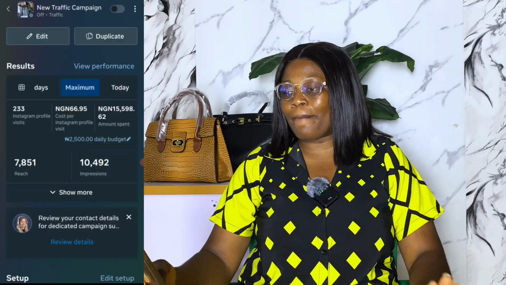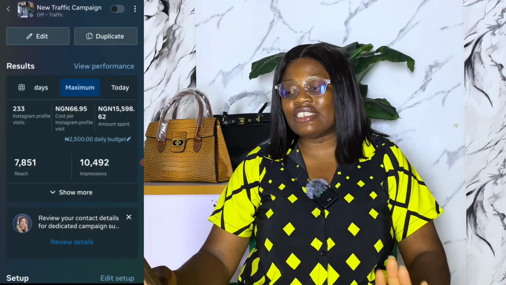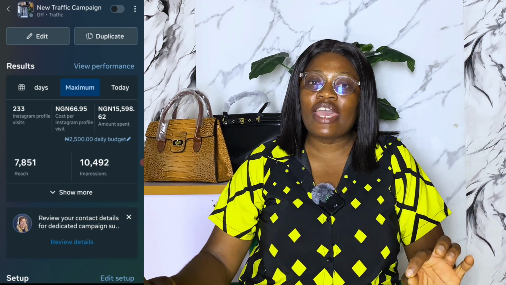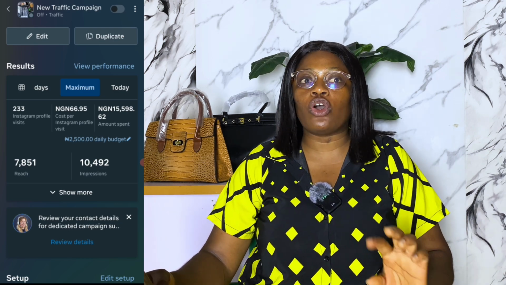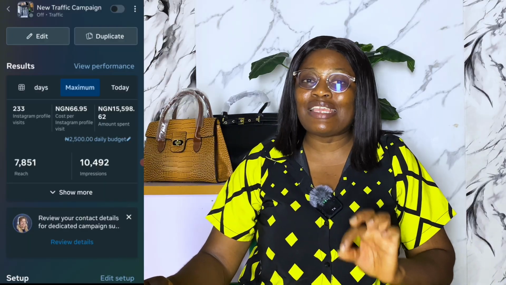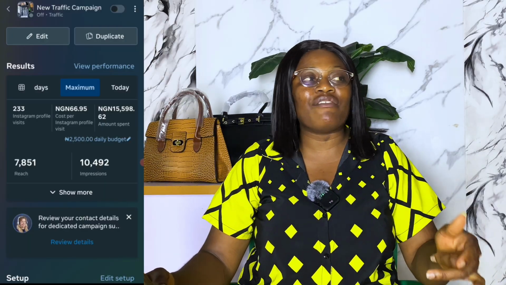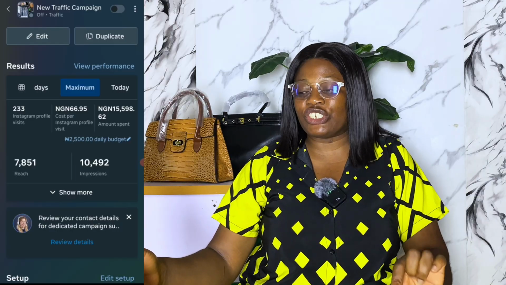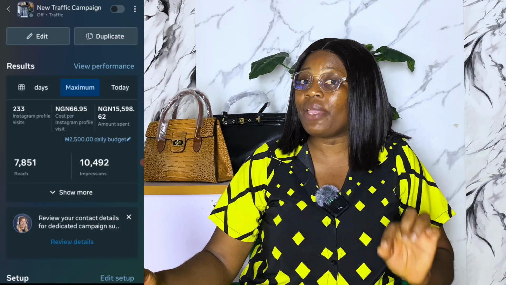Now, this is the campaign I ran. This is the ad I'm talking about. If you look very well, you will see that it is currently off. I had to turn it off this afternoon because that bag is out of stock. The big size of this Sydney backpack is out of stock. What I have in stock currently is the small size. Now you can see my daily budget, 2,500 naira per day.